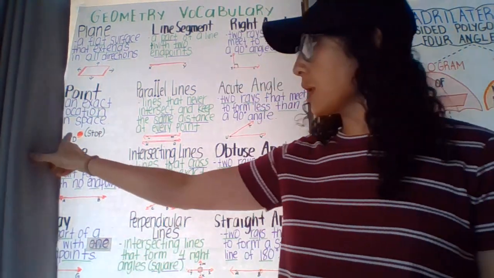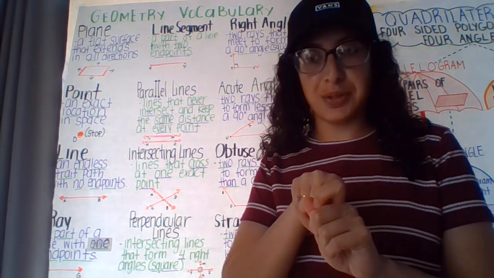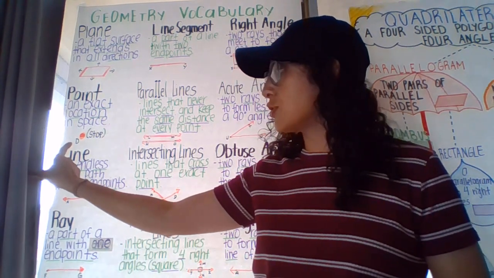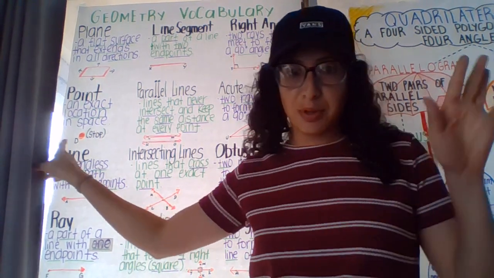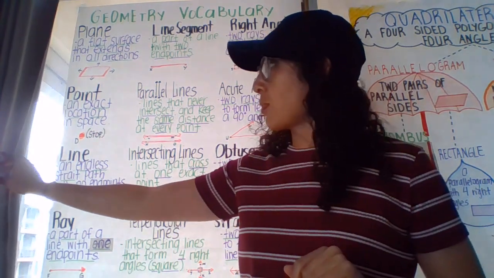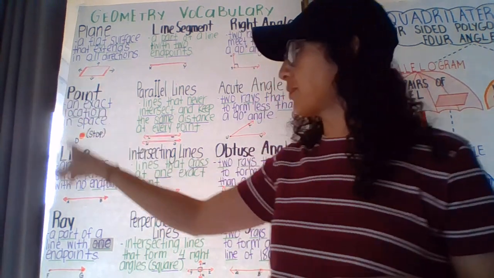Okay? Remember, a point is an exact location. Okay? And in geometry, when we're talking about points, we usually label them with letters, but for your project, you're going to label it a little different. Okay? So a point is just any spot on a plane.